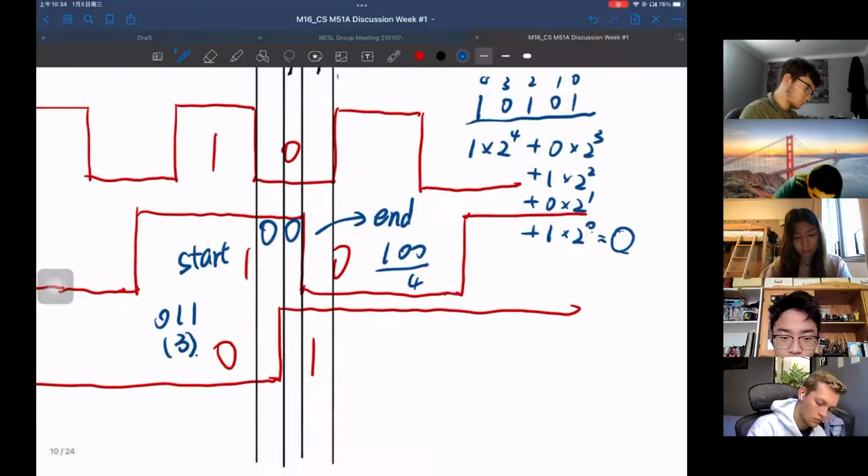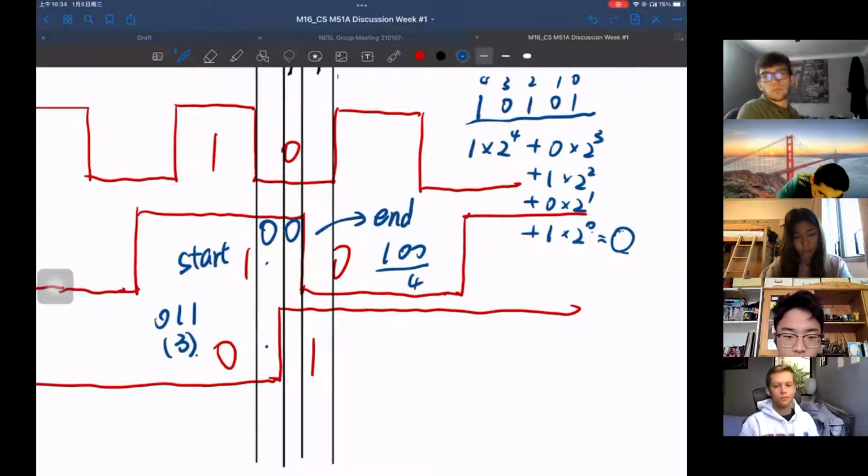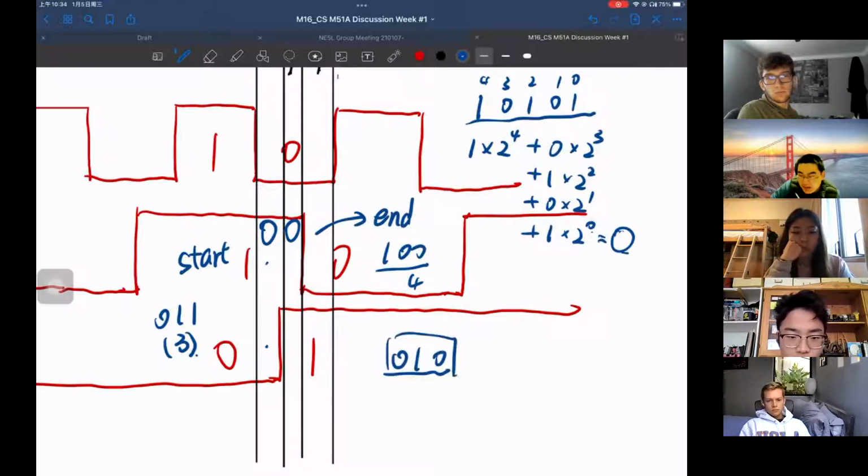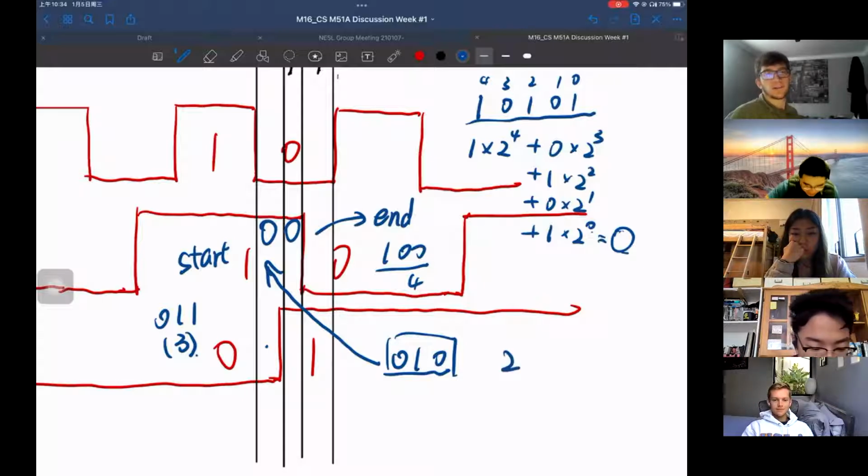Let's look at what we have here. This is 0, this is 1, this is 0. So we have 0, 1, 0. Can anyone guess what the number is? Not to guess, calculate. I think this is what I'm getting in this interval. It's a 2, right?